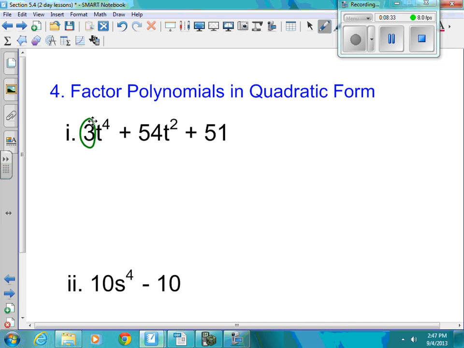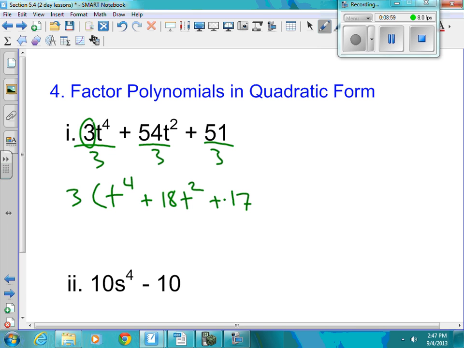1 and 3. Does 3 divide 54? It does. Does 3 divide 51? It does. Try it on your calculator. We can divide these terms all by 3. So we end up with 3 times t to the 4th plus 54 divided by 3 is 18, and the t squared, don't forget about that. 51 divided by 3, that's 17. Plus 17.